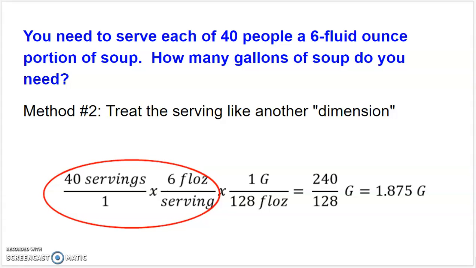So another method is to treat that part about 40 people getting served a 6 fluid ounce portion as its own dimension. And what I mean by that is right down here. So I can say I'm going to do 40 servings, and I can treat this like one of those conversions. So it's 6 fluid ounces per serving. And so servings go on the bottom, servings are on the top here. Those servings cancel out just like the fluid ounces will cancel out here. And then we still wind up with the same answer, 1.875 gallons.